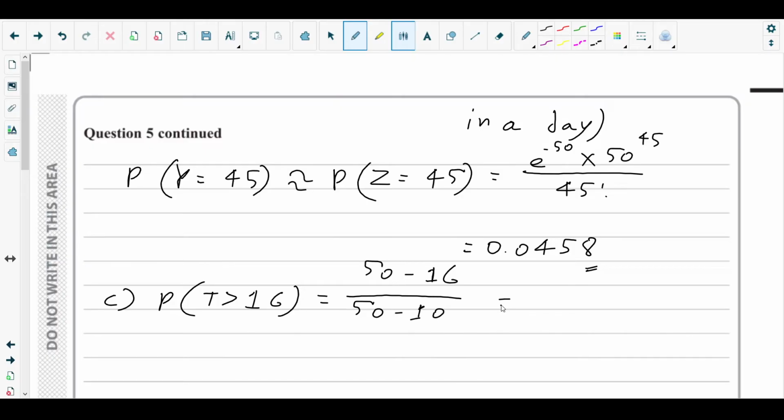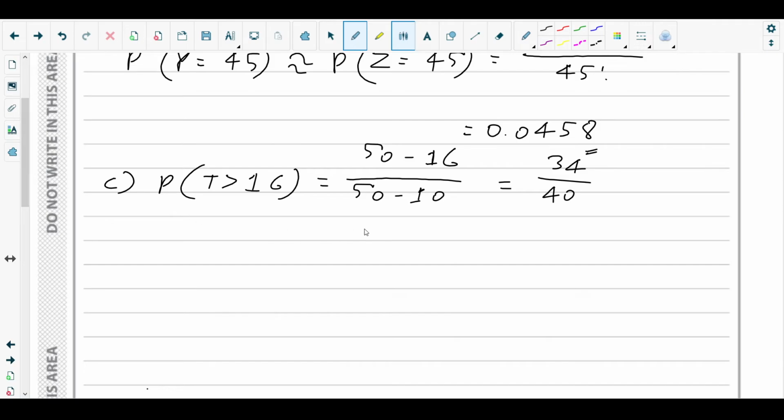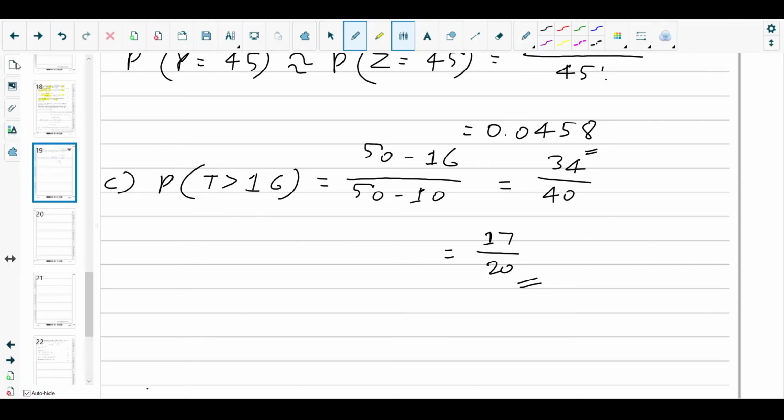Okay, so the value would be, 50 minus 16 is 34. So 34 over 40, right? If you simplify it, it would be 17 over 20. This is the answer. Fine. Next, what's next?